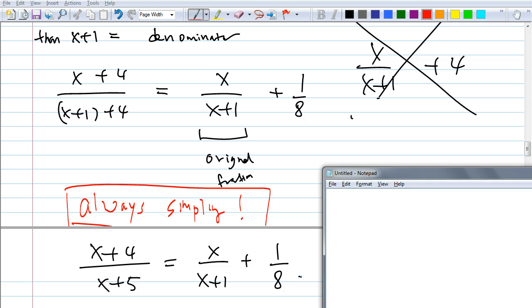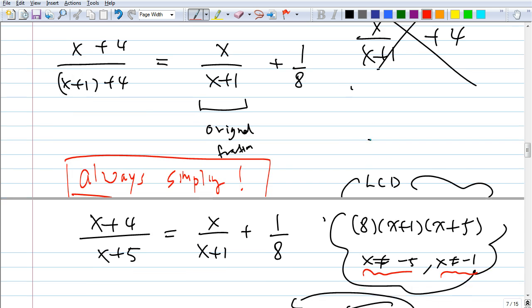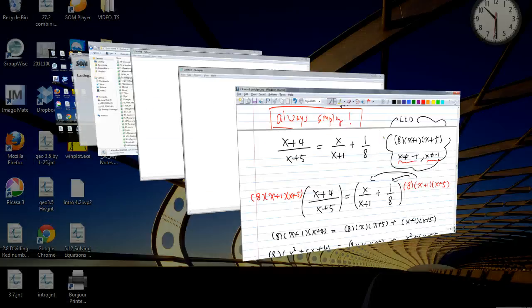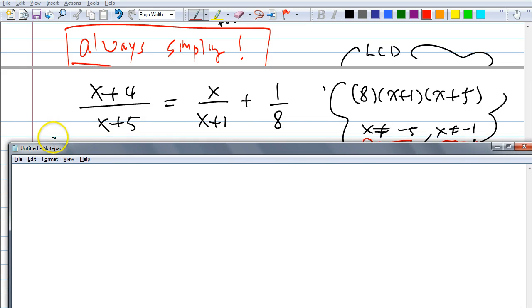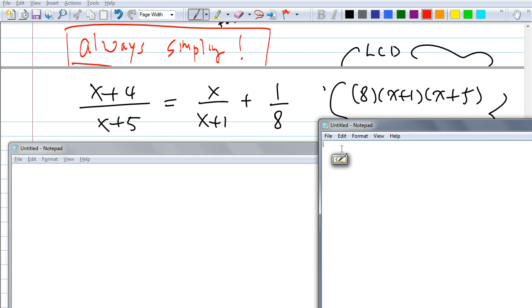Matthew, what's our LCD? 8 times x plus 5. Not quite. What about this x plus 1 on the denominator? You forgot about that one. There are 3 denominators that are different. X plus 5 times x plus 1. Very good. What are our restrictions? LCD is nothing more than the product of all the 3 denominators.